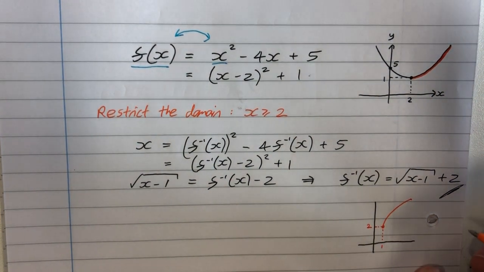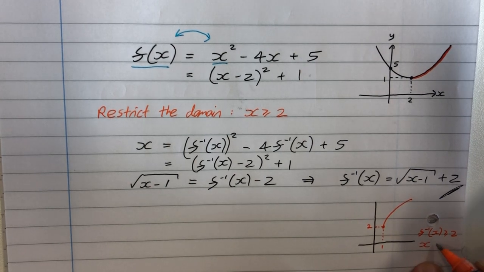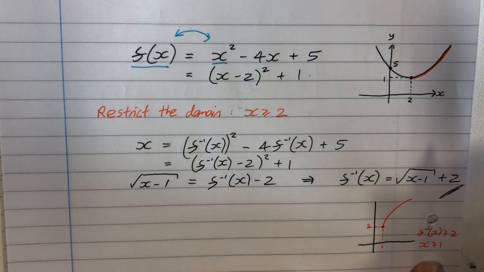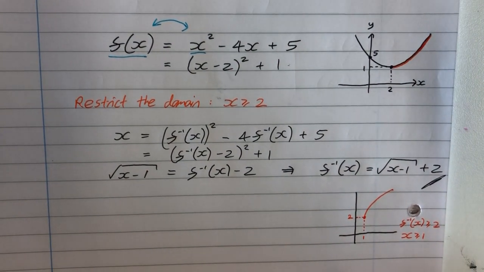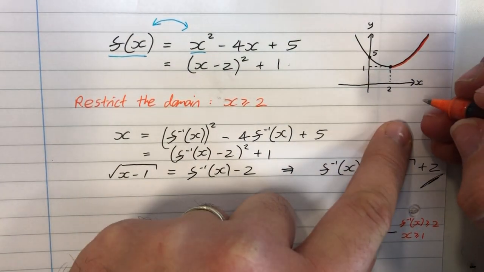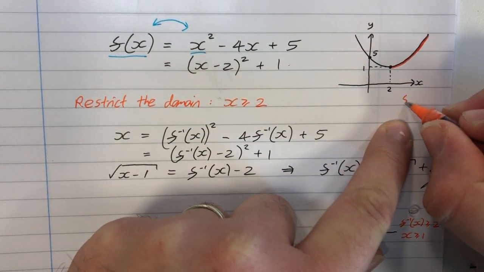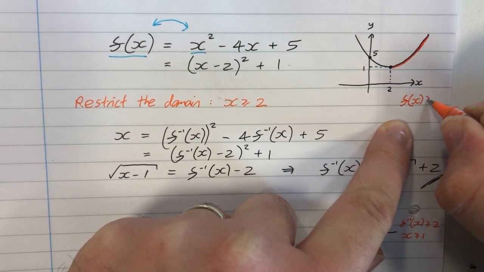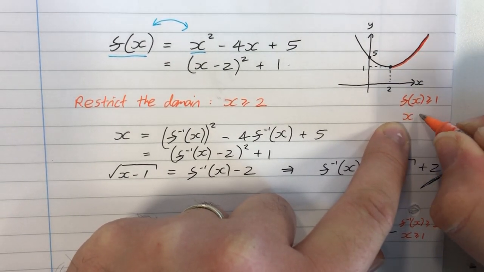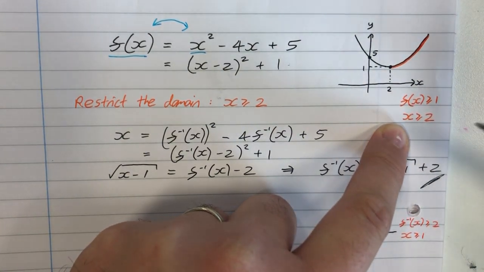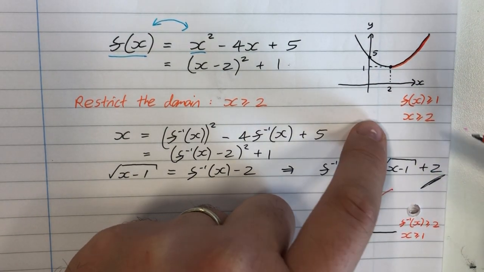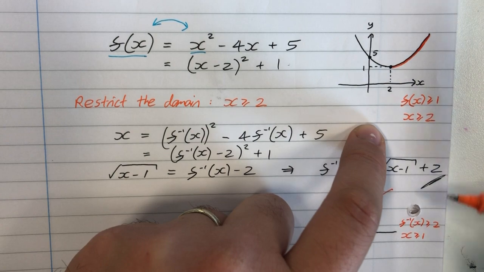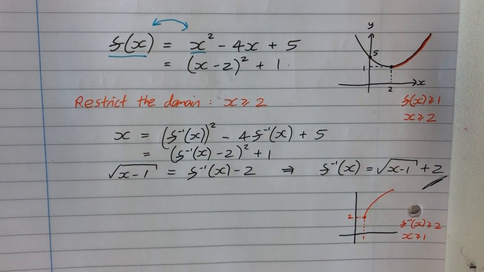So here, the range is f to the minus 1 of x is greater than or equal to 2, and the domain is x is greater than or equal to 1. Whereas back here, we had the range, f of x, was greater than or equal to 1, and the domain was restricted to be x greater than or equal to 2. So the domain and the range have swapped places in the inverse function. Okay, that's a feature of inverses.